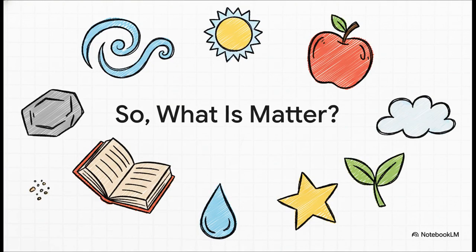So based on our definition, all these things you see on the slide, they are all matter. Your book is matter, and here's a key point. Even the air, which you can't see, is matter. Why? Well, because it has mass and it fills up space. It's really important to remember that just because you can't see something doesn't mean it isn't matter.